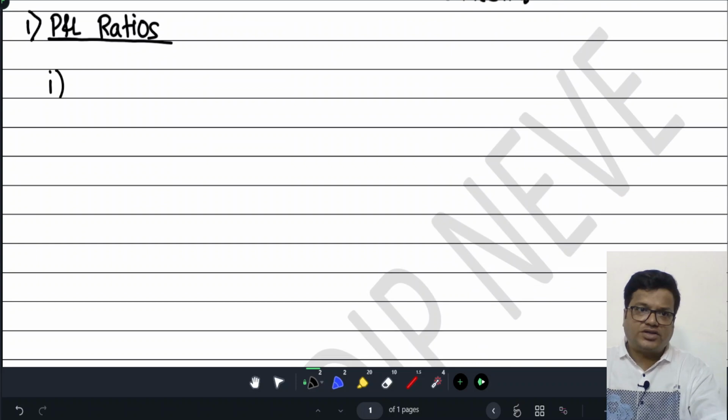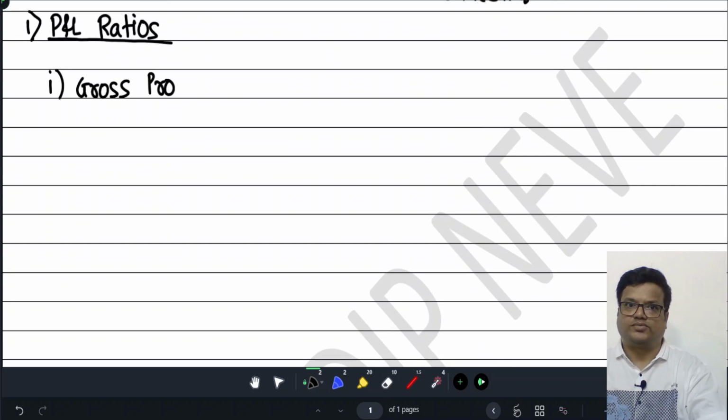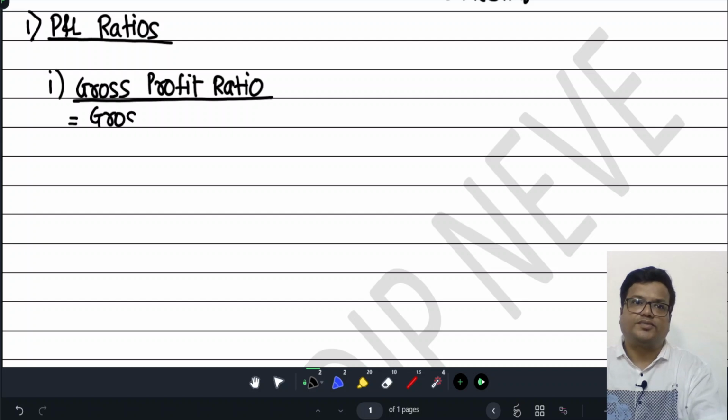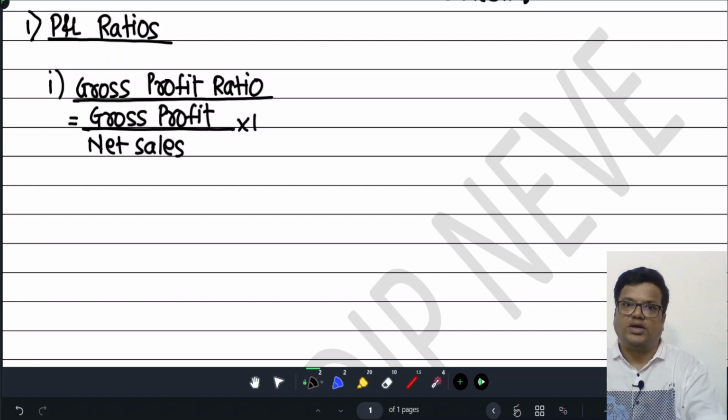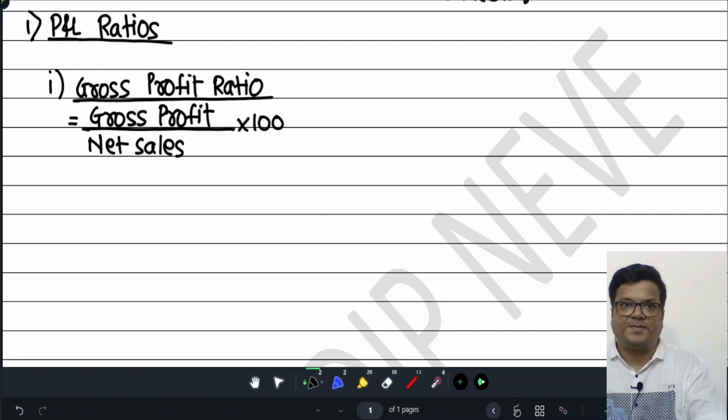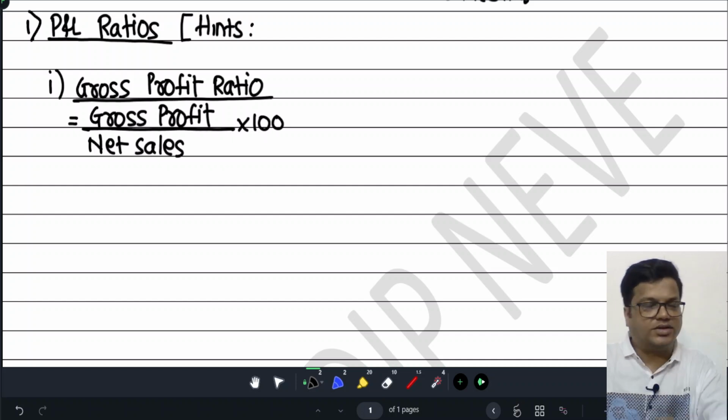The very first ratio over here is gross profit ratio. It's very simple, friends. Very simple. So, what will be the formula for this? It is gross profit divided by what? Net sales into 100. Should I tell you a simple hint for remembering all these ratios? See, there are certain hints. Okay, pay attention. There are certain hints.